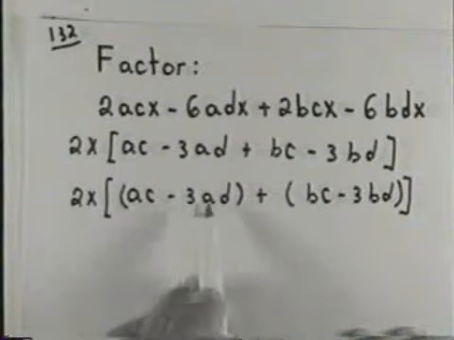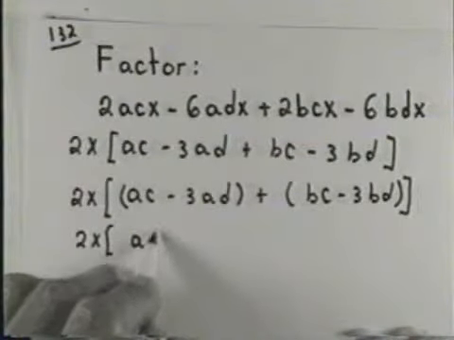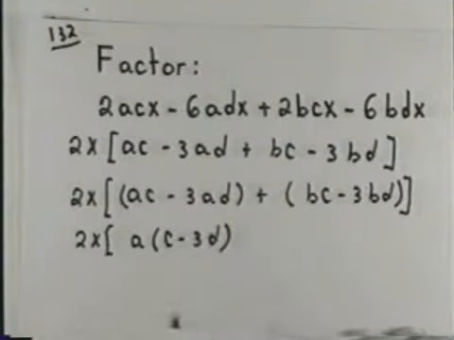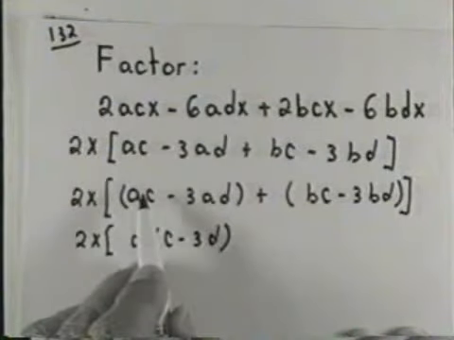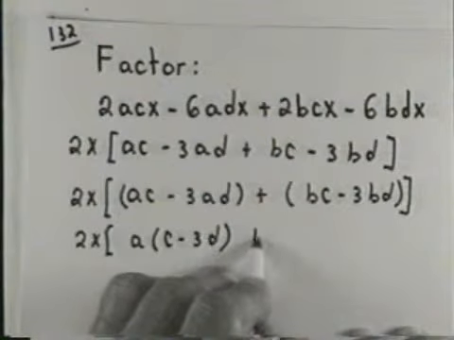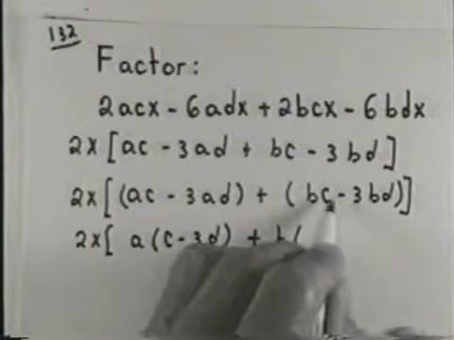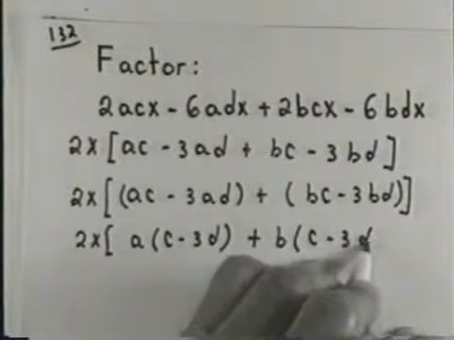Now I'm looking for a pairwise common factor. Well, I have the common factor here, so it would be 2x times A times C minus 3D. I have the common factor of A. If I remove the factor of A, I'm left with C minus 3D. Here I have a common factor of B. If I remove the B from these 2 terms, I'm left with C minus 3D.